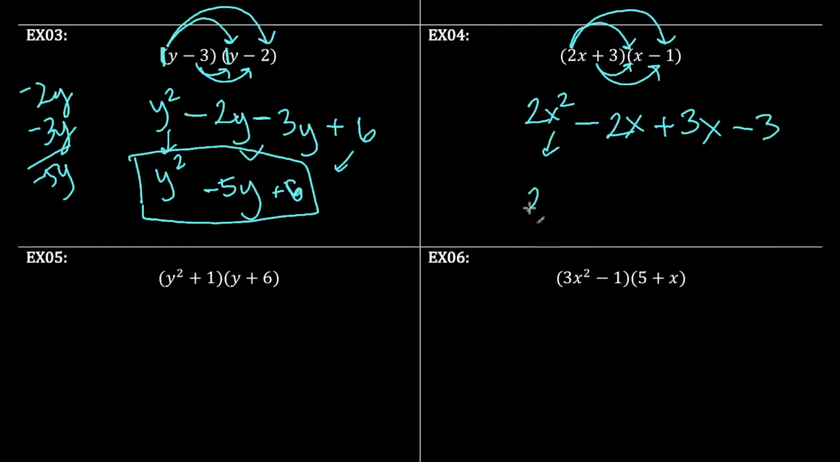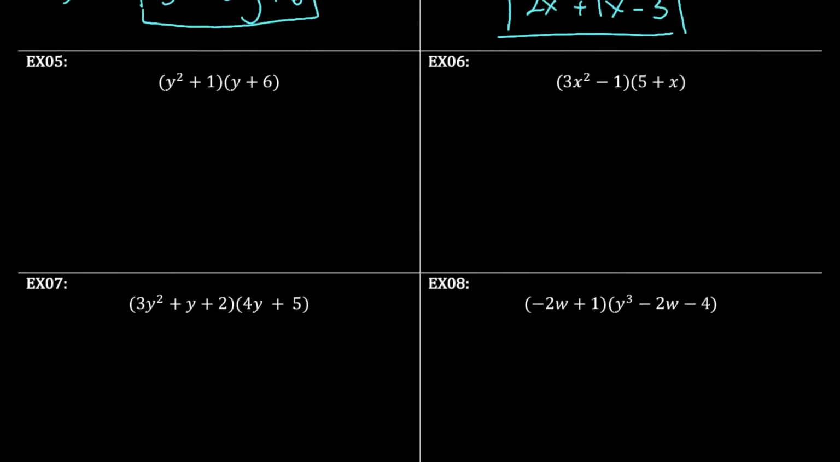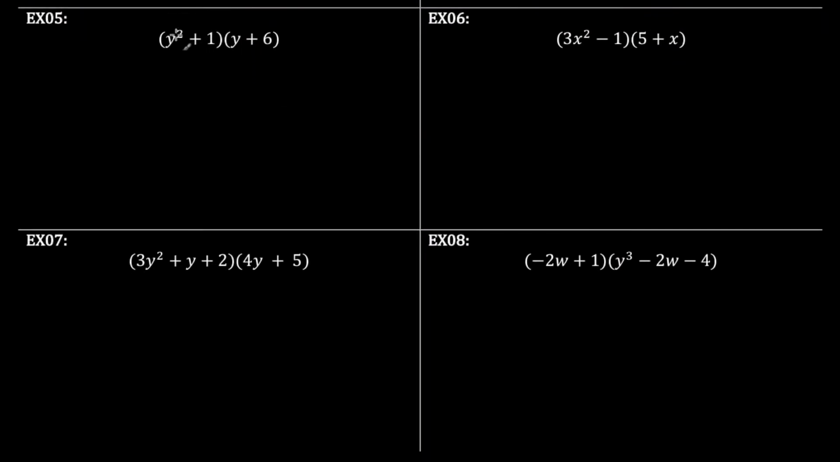Bring this x squared term down. We'll combine these two. There's one more positive. Minus 3. Remember, you don't have to write the 1 there. I just did to show you. Almost done. We've got 4 more.